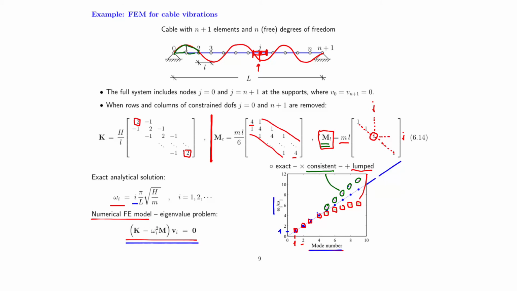And the very special thing about cable elements is that if you take a mass matrix that is half the consistent plus half the lumped, then you will actually get a representation that is basically aligned with the exact solution. So there's always the possibility of mixing consistent and lumped mass matrices, and for cable elements, half-half is optimal. For other types of element, another blend will be better.